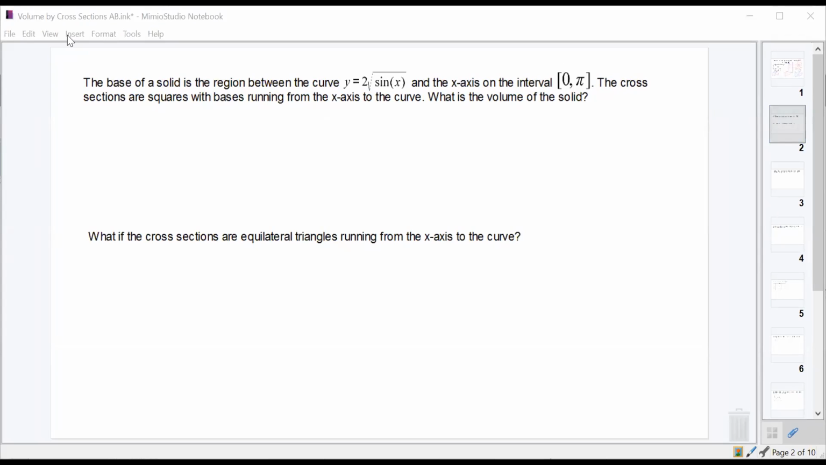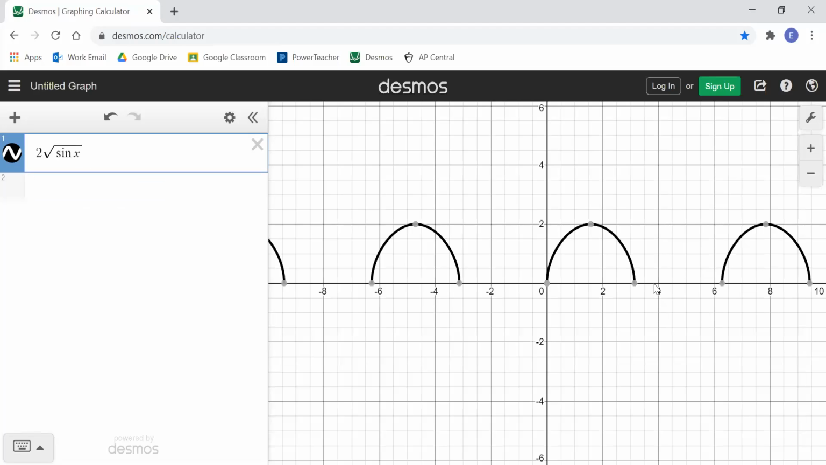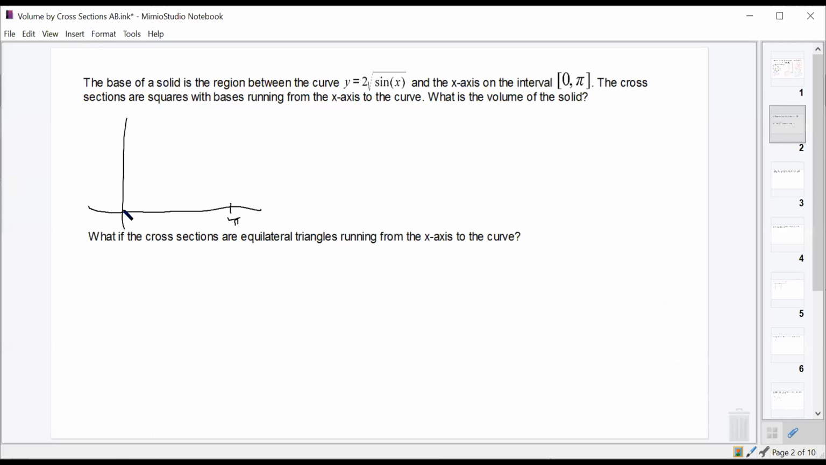Okay, so what we're going to do is try to sketch this curve first. So y equals 2 square root of sine x from 0 to pi. You may or may not know what that looks like. It's not a huge deal if you don't. We can just look real quick. 2 square root sine x, right? From 0 to pi, it sort of looks like a semicircular shape, right? It's not a semicircle, but it sort of looks like one. And we're just looking from 0 to pi. So we now know what this looks like.